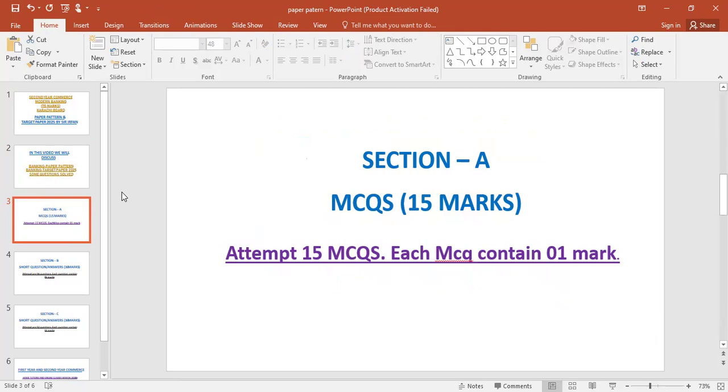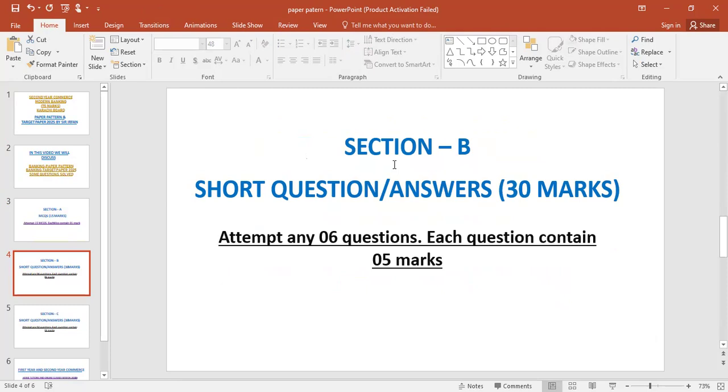We have section A, which is MCQs and is composed of 15 marks. Each MCQ carries 1 mark. Then we have section B, which is 40% of your paper, and in this section you have to attempt 6 questions and each question carries 5 marks.